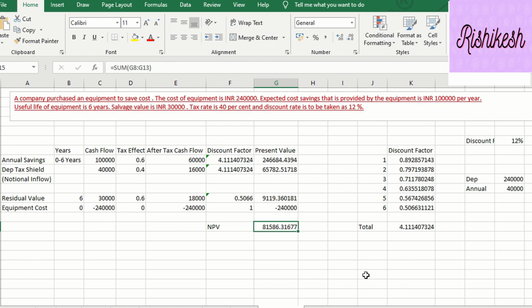See, it actually made a huge difference, right? Once you are taking the tax part into consideration, versus if you would not have taken tax into consideration, things would have been a little bit different.